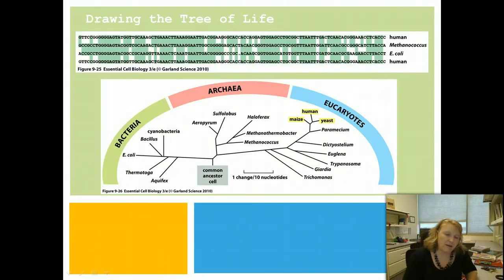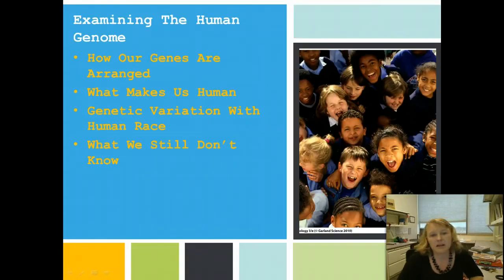So we didn't totally wipe the tree of life clean when we got this information. We just use it to refine the tree of life that Darwin and everybody else from early on started. So now let's look at the human genome. We're going to talk about how our genes are arranged, what makes us human, and everything else.